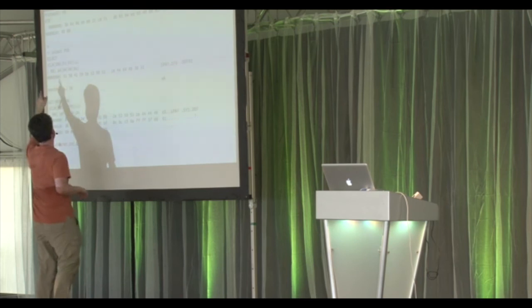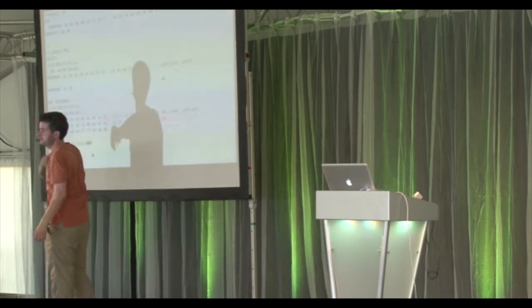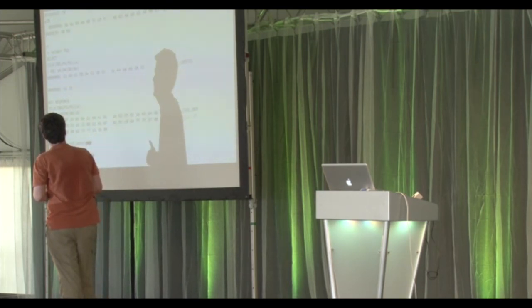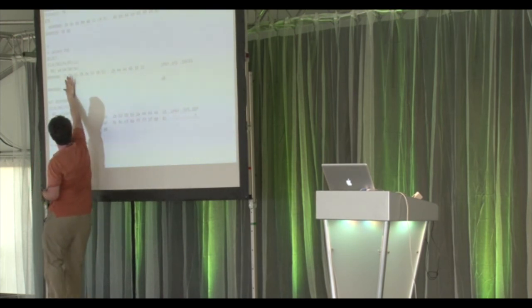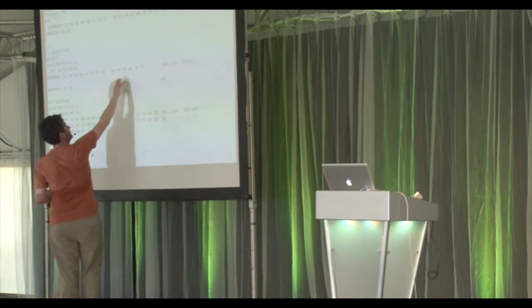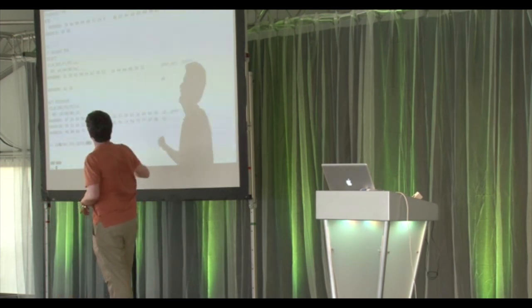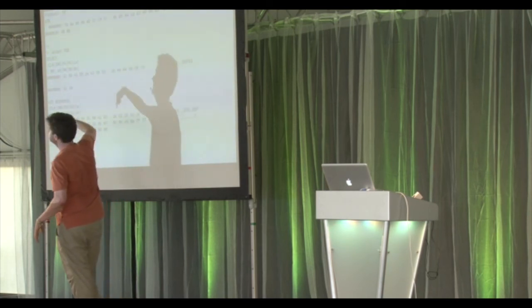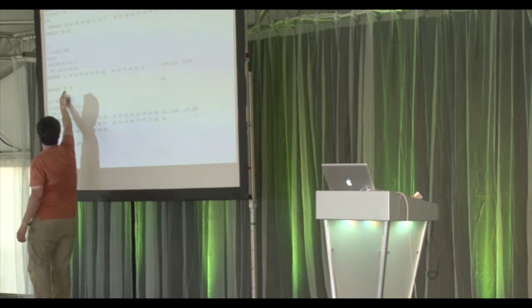This 00A4 that we had, the first parameter 04 says I want to select using a file name. There are other mechanisms to select. And the file name is this long, and this is 1.PSE.DDF01. That's the file name, and I send that. I don't send the length that I expect to get back because this is a T0 card. And the card answers with 6126.